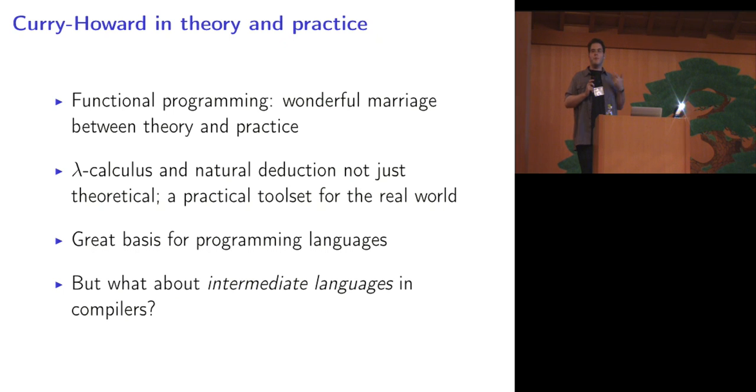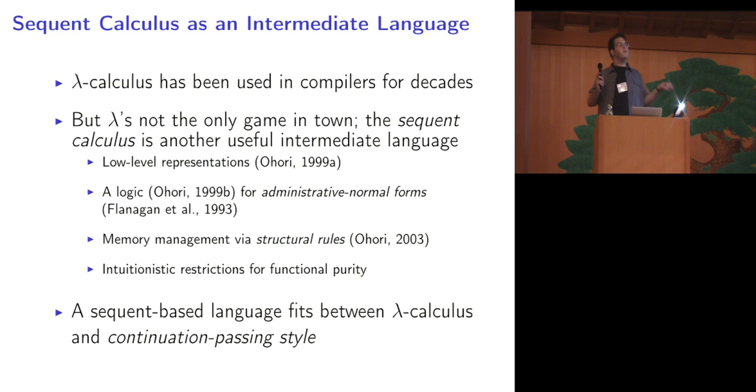But we as programmers aren't the only people to think about our programs. We also have compilers that spend a lot of time thinking about our programs while trying to come up with an executable that we can actually run. So what about them? Well, the lambda calculus itself has been used in compilers as an intermediate language for decades. And it's been a really fruitful area of research and application.